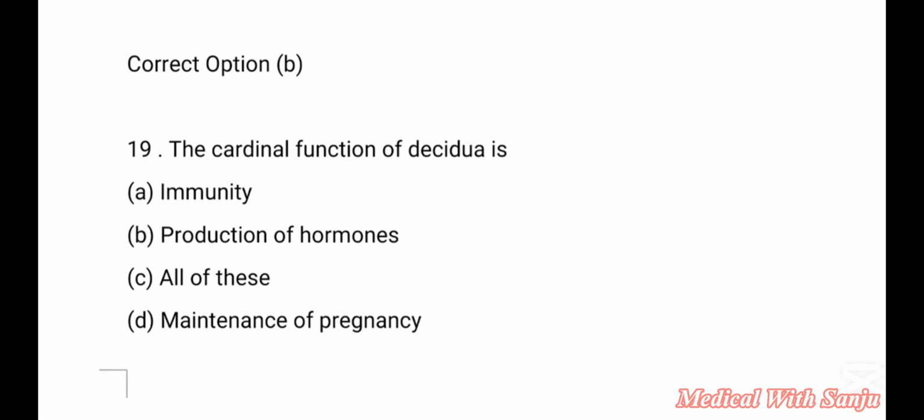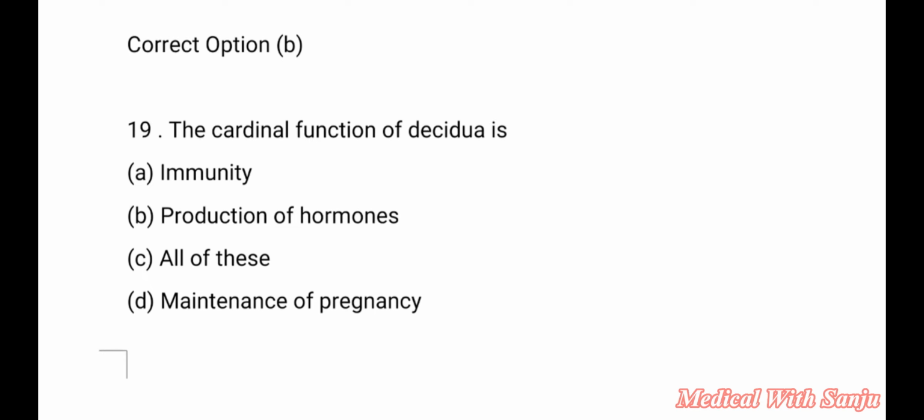Question number 19. The cardinal function of decidua is: Option A, immunity, option B, production of hormones, option C, all of these, and option D, maintenance of pregnancy. The cardinal function of decidua is maintenance of pregnancy. Option D is the right answer.